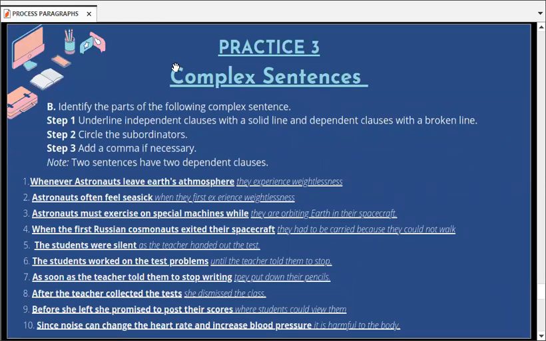5: The students were silent as the teacher handed out the test. 6: The students worked on the test problems until the teacher told them to stop. 7: As soon as the teacher told them to stop writing, they put down their pencils. 8: After the teacher collected the test, she dismissed the class. 9: Before she left, she promised to post their scores where students could view them. 10: Since noise can change the heart rate and increase blood pressure, it is harmful to the body.